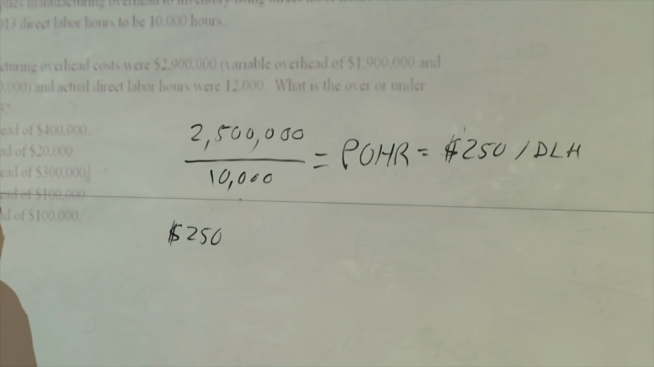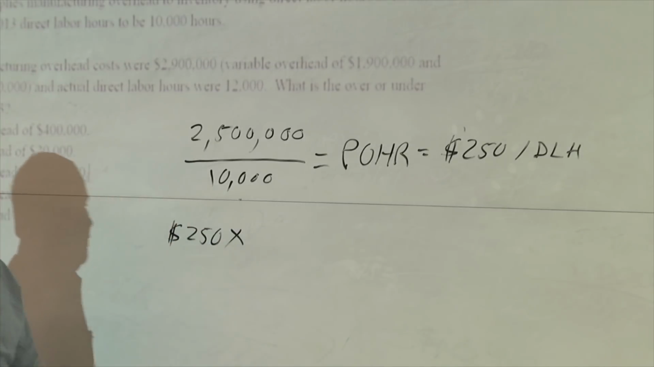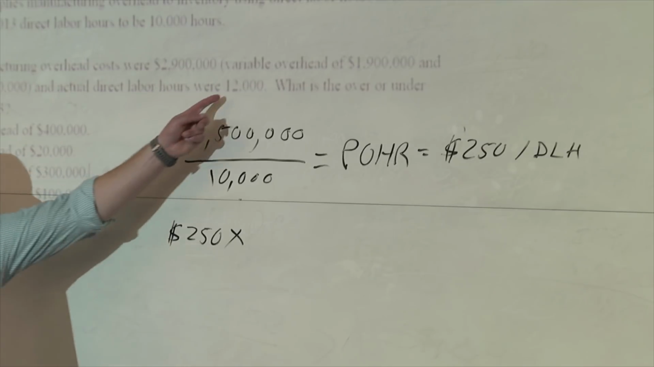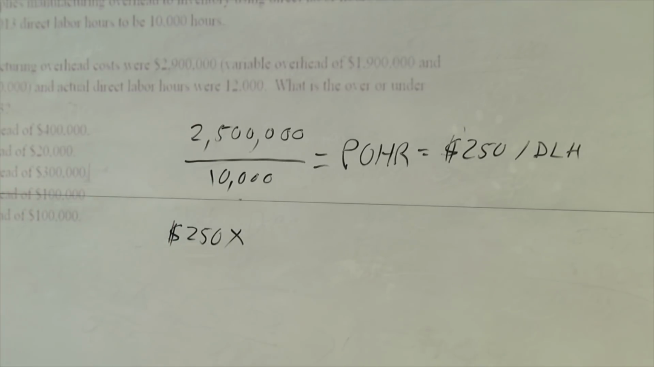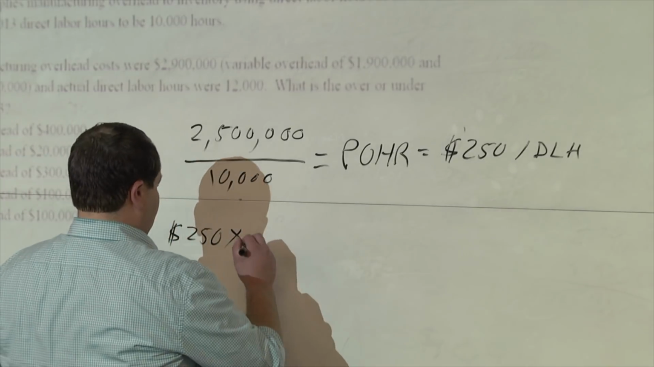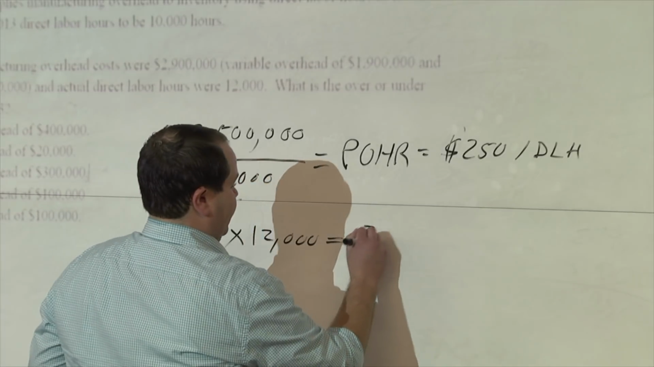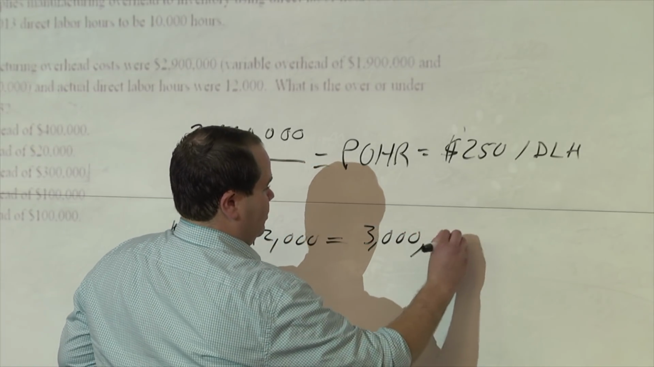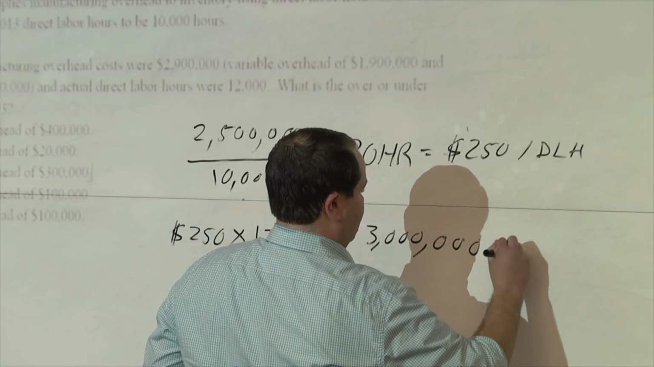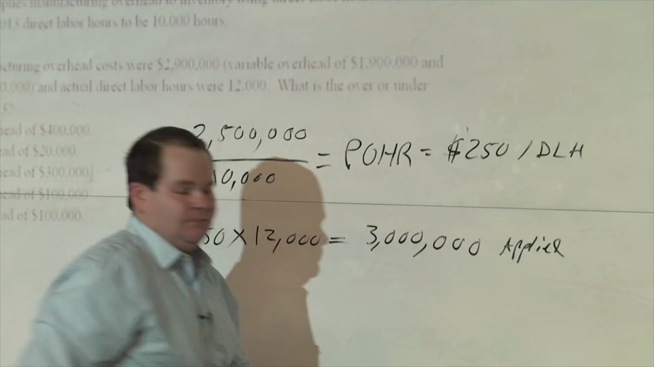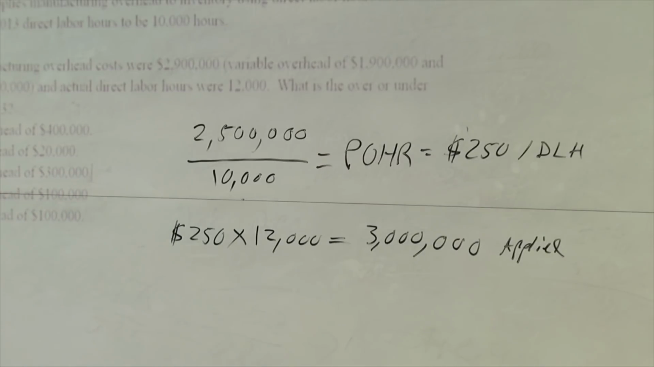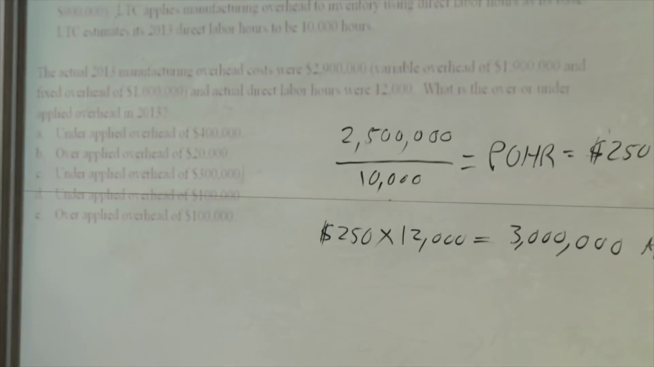per direct labor hour. We need to multiply that times the actual number of hours. So if we look at the question, it tells us the actual number of hours were 12,000. So here we go, times 12,000. We're going to end up with 3 million. So we're going to apply 3 million in overhead. However, what's the question asking us? Whether we're over or under applied. Did we apply too much or apply too little?